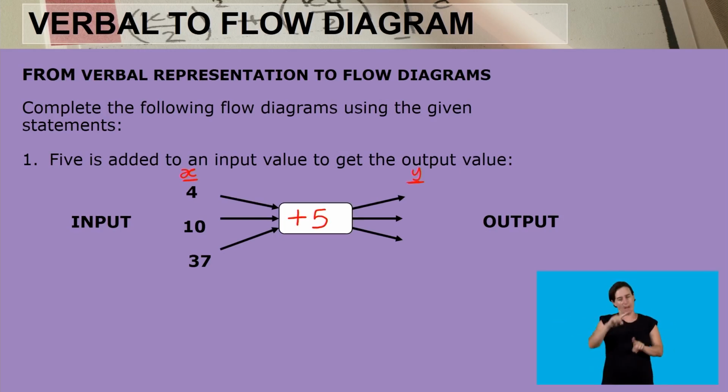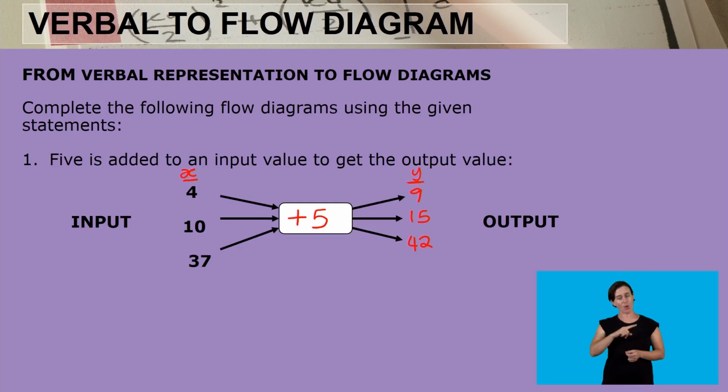What are we adding that 5 to? To an input value. So let's get the output values quickly. That is 4 plus 5. That is going to give us a 9. Then we have 10 plus 5. That is going to give us a 15. Then we have a 37 plus 5. Do you know what that answer is going to be? Of course, you are correct if you have 42 as that output value. So those are the output values that we got from the statement.